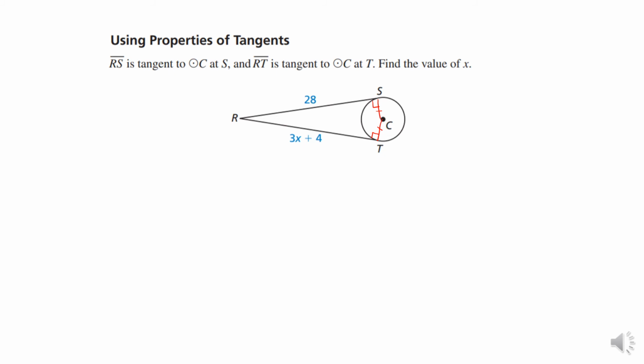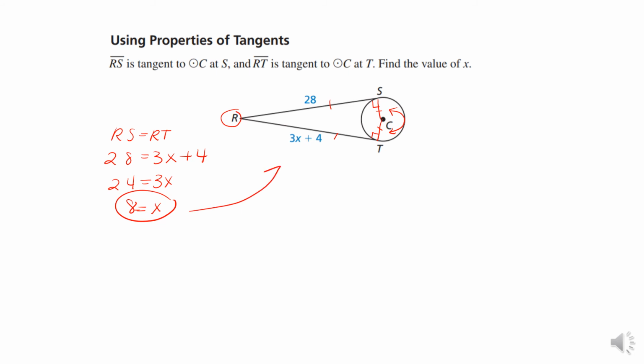We also know, since they have a common external point, these two are congruent. So we're just going to say RS equals RT, and then we're going to go 28 equals 3x plus 4, 24 equals 3x, so x equals 8. So there's the value of 8, and I did want to say these are equal because they're both radii of the same circle. Okay, so that's why those are equal. If I didn't say that, go back and check this. 3 times 8 is 24, plus 4 equals 28, and we know it's right.